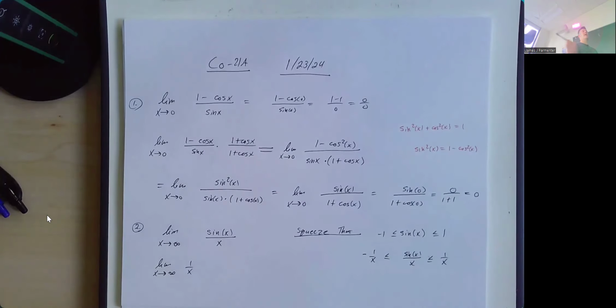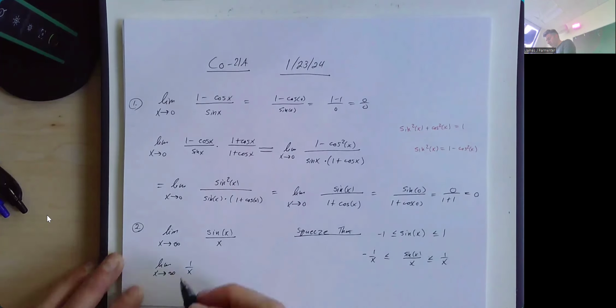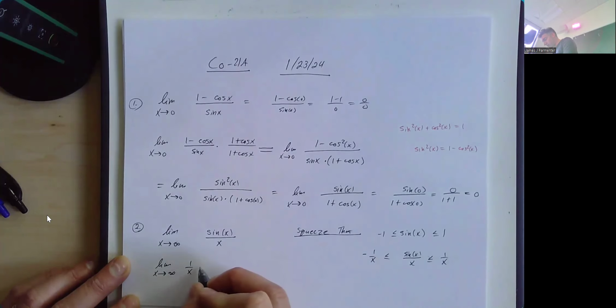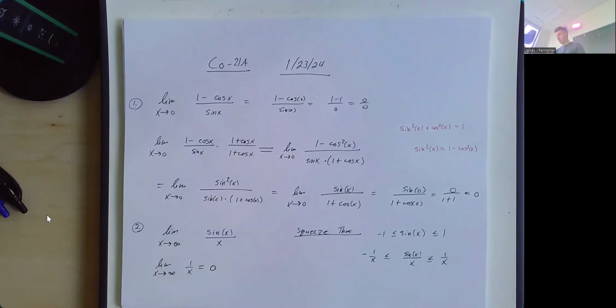Here's something that I will say a lot. If the denominator gets large, the fraction gets small. And if the denominator gets small, the fraction gets large. Sometimes positively large, sometimes negatively large, depending on if the overall fraction is positive or negative. But that's the idea. So here, since the denominator is getting really, really large, the entire fraction is getting closer and closer to 0. So the limit is 0.